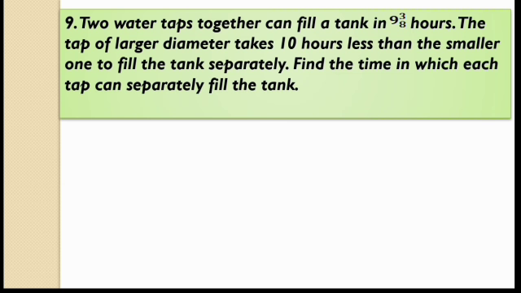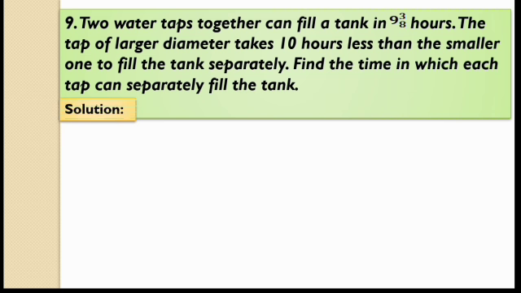Question number 9 is: two water taps together can fill a tank in 9 3/8 hours. The tap of larger diameter takes 10 hours less than the smaller one to fill the tank separately. Find the time in which each tap can separately fill the tank. A little bit difficult question, students. Here are two taps. One has a larger diameter and another has a smaller diameter. And here we have to find the time.